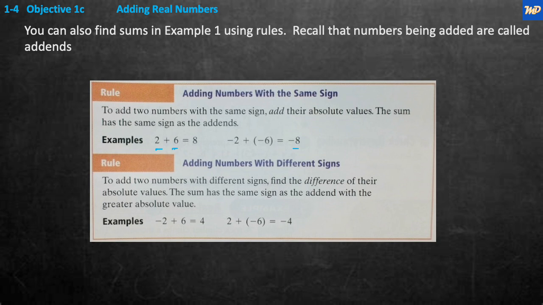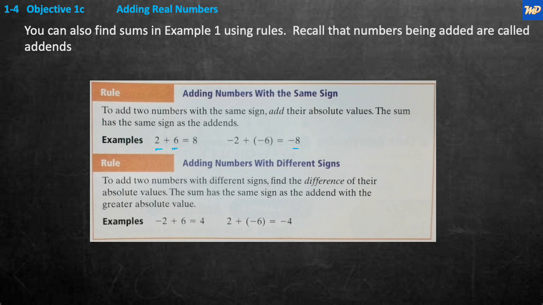The next rule, adding numbers with different signs. It's basically the same, except there's a little bit of a hook here. To add two numbers with different signs, find the difference of the absolute values. So now instead of adding them, we're finding the difference, okay? And then the sum has the same sign as the addend with the greater absolute value. So let's look at this. We have negative 2 plus 6, and we're saying it's 4. Why is it 4? Because you subtract these two. 6 minus 2 is 4, and you take the sign of the larger addend. Well, the larger addend here is 6. The sign for the 6 is positive.